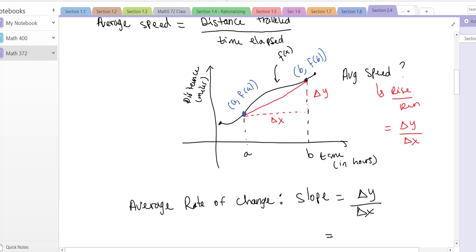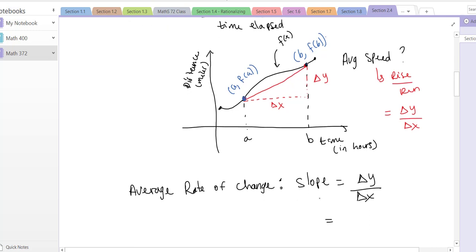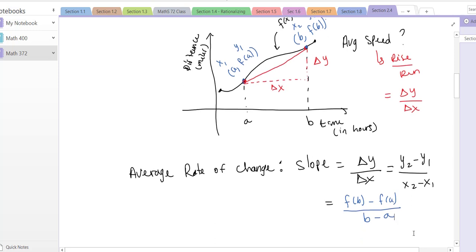So for our particular example, what is it? The formula for slope is y2 minus y1 over x2 minus x1. So for our particular example, it's going to be f of b minus f of a over, if this is my x2 and y2, this is my x1 and y1, so I'm doing y2 minus y1 over x2 minus x1, so over b minus a. So this will be our formula for the average rate of change.